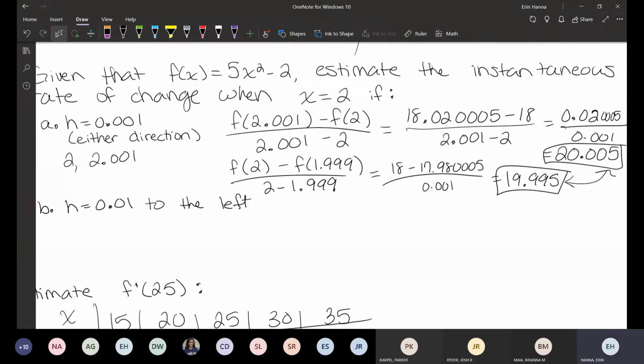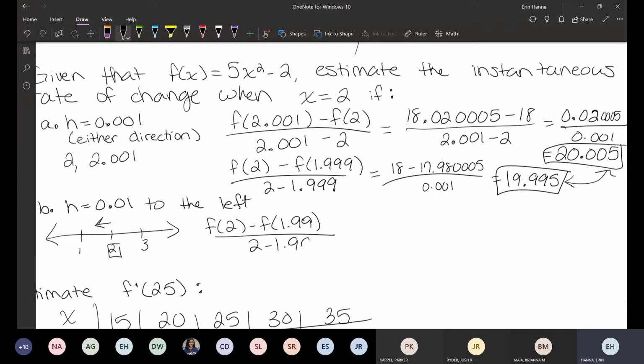Okie dokie. Then for part B, you're told we want to let h now be 0.01, and we specifically want to go to the left. When I talk about right and left, think about a number line, and the number I care about is 2. If I'm talking about the left, then I take a number just to the left of 2, so we would end up with 1.99 in this case. And if I wanted to go to the right, it'd be 2.01. So we're using f of 2 minus f of 1.99 over 2 minus 1.99. This is also going to be very close to 20.